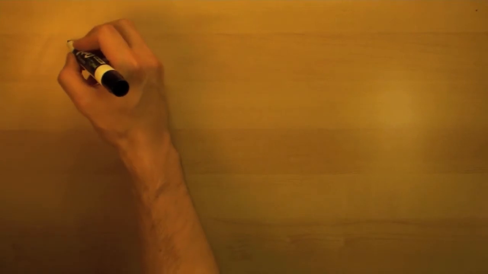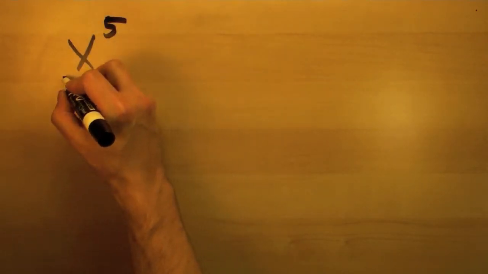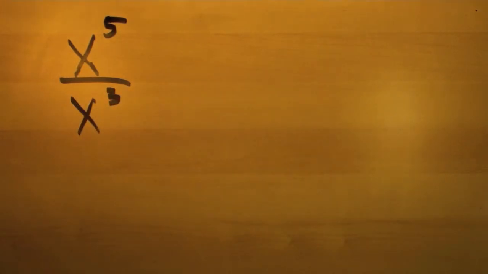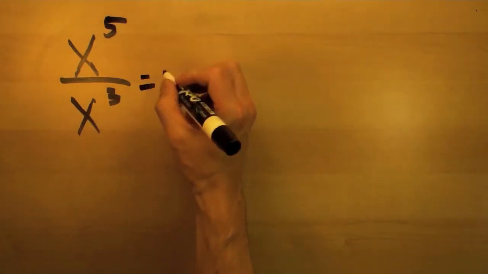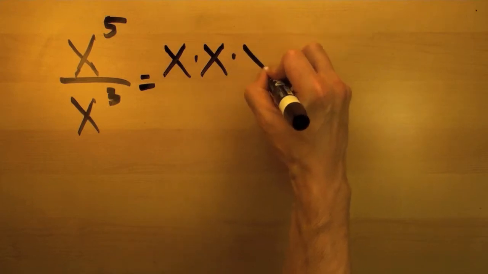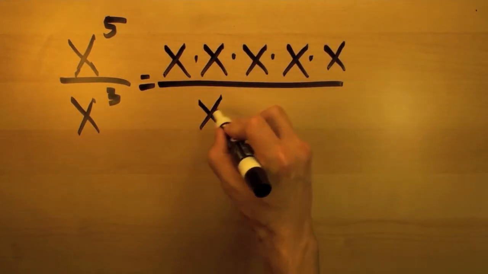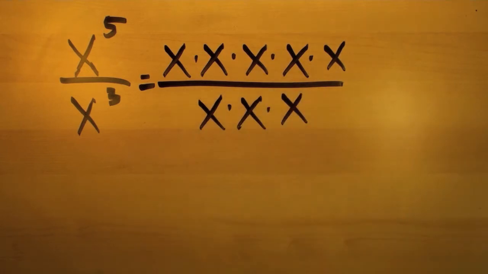We simplify a fraction by dividing the numerator and denominator by the same value. So if we have x to the fifth over x cubed, we can think of this as x times x times x times x times x over x times x times x. If we divide the top and bottom by x, those go away.